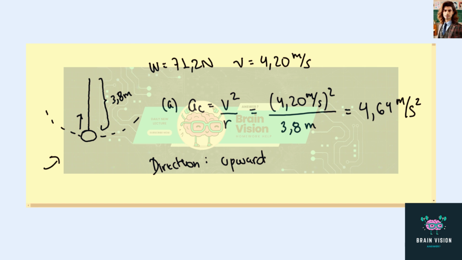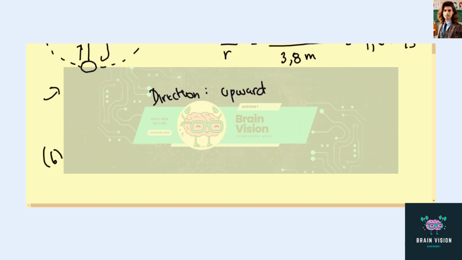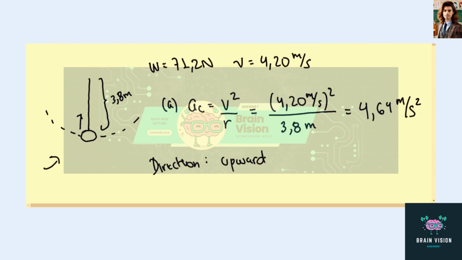Now, part B of this problem asks for the tension in the rope. To obtain the tension, we need to use Newton's second law. This means that we need to sum all of the forces that are acting on the ball and then find the tension. In this case, the only forces that we have are the tension, which we are going to call T, and the weight of the ball.